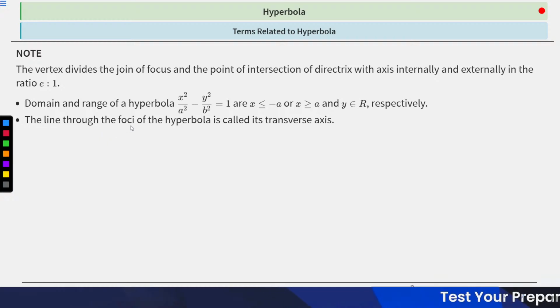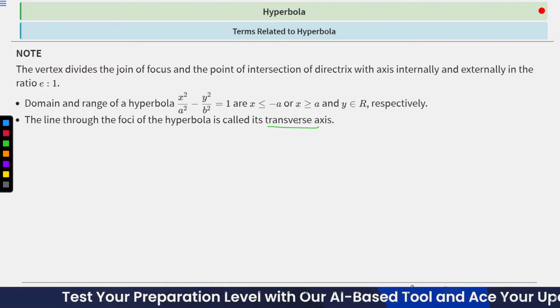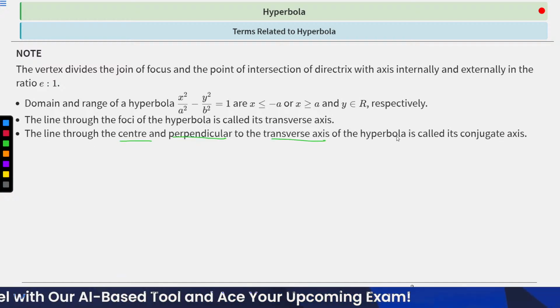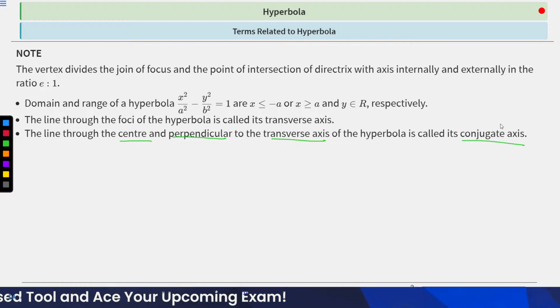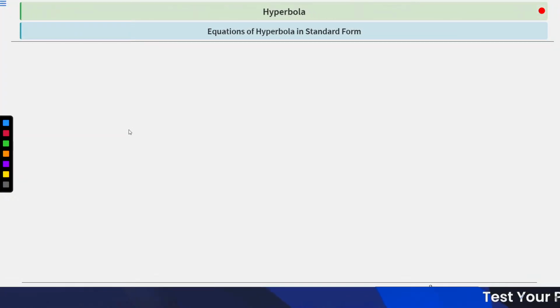The line through the foci of the hyperbola is called the transverse axis. The line through the center and perpendicular to the transverse axis of the hyperbola is called the conjugate axis. Equation of hyperbola in standard form.